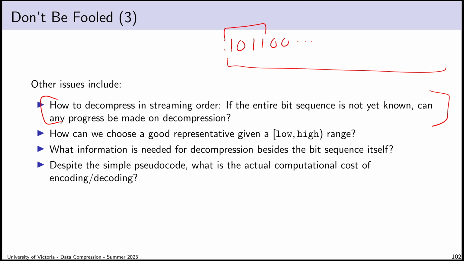Then, when I'm encoding, how do I choose that representative? I kept choosing a clever representative to save bits. Exactly how does that work programmatically?